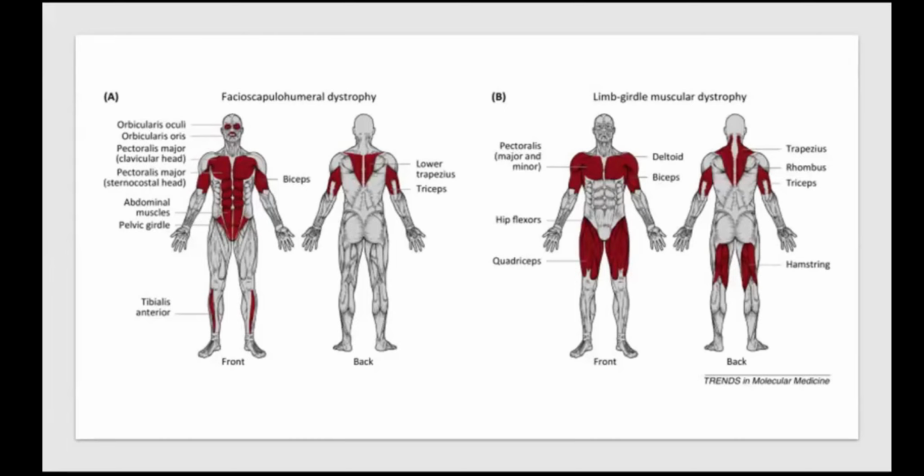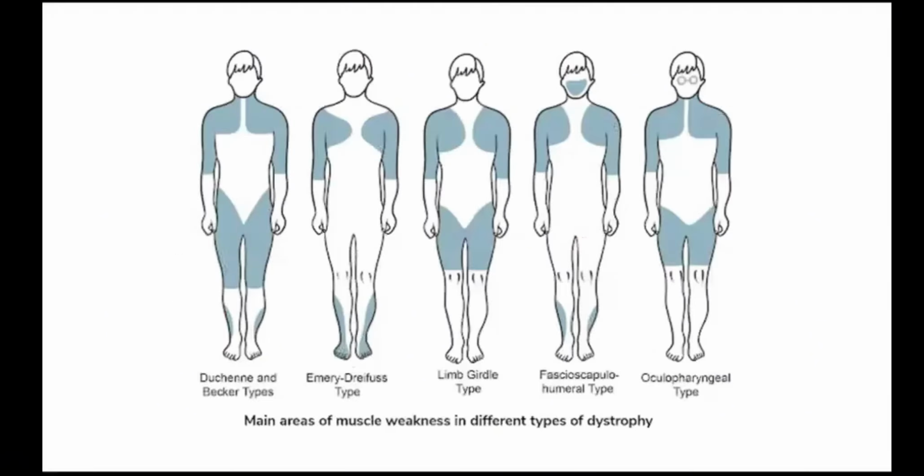Now, the things here are the involvement of the face, sparing of the deltoid, and the peroneal or the lower leg involvement, and the asymmetric onset in facial scapulohumeral muscular dystrophy as opposed to limb girdle. So here are the patterns.